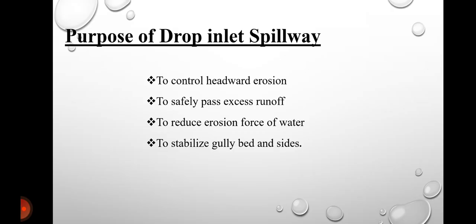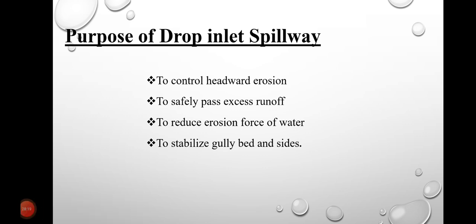So the purpose of the drop inlet spillway is to safely carry excess runoff water from a higher elevation to a lower elevation. It is to control the flow of water in waterways and the gullies, to prevent the soil erosion and the gully formation, to reduce the velocity and the energy of the flowing water. It is to protect the agricultural land and nearby structures from the runoff damage.